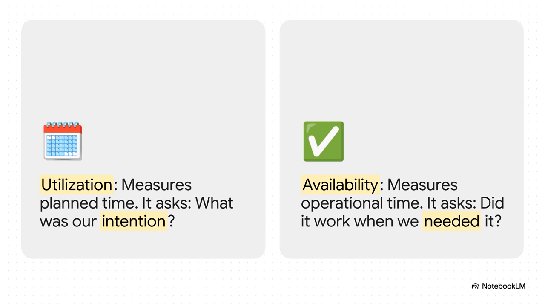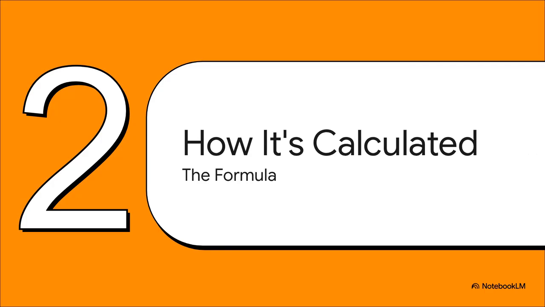And this is where people get tripped up all the time, so it's a really critical distinction. We are not talking about availability or uptime. See, availability asks, hey, did the machine work when we needed it? That's reactive. Utilization is proactive. It asks, what was our intention for this machine to begin with? It's a measure of your strategy, not just your performance. So, how do we actually figure this out? Well, the formula is surprisingly straightforward. Let's break down how to measure your planned capacity in just a few simple steps.